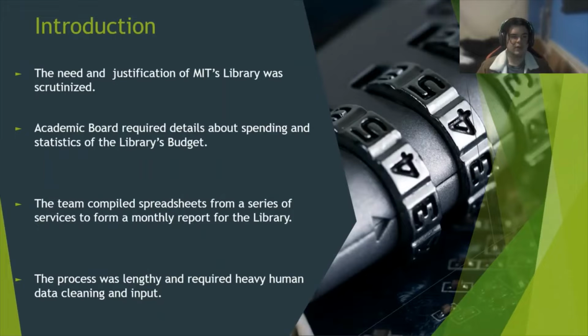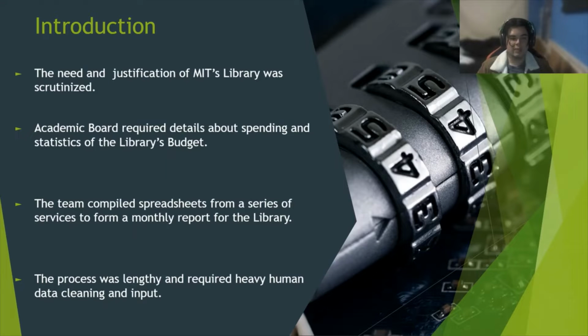So what is our project? Over the course of the pandemic, the need and justification of MIT's library was scrutinized heavily by the MIT Academic Board. The Academic Board would require details about spending and costs through statistics from the library's budget. They wanted to highlight and simplify the resources spent from the budget and the outcome that it was achieving, the benefits that it was producing as well.